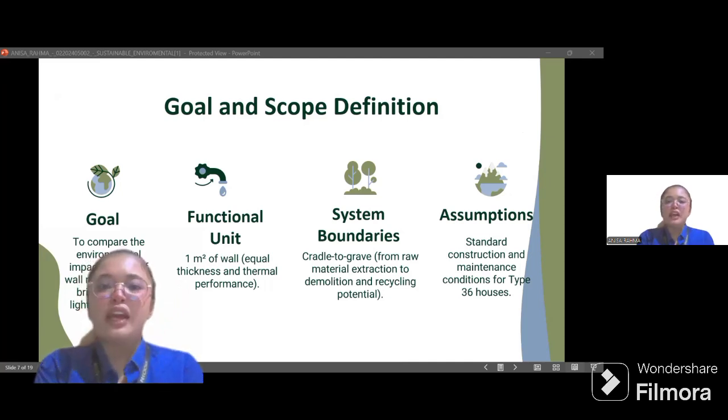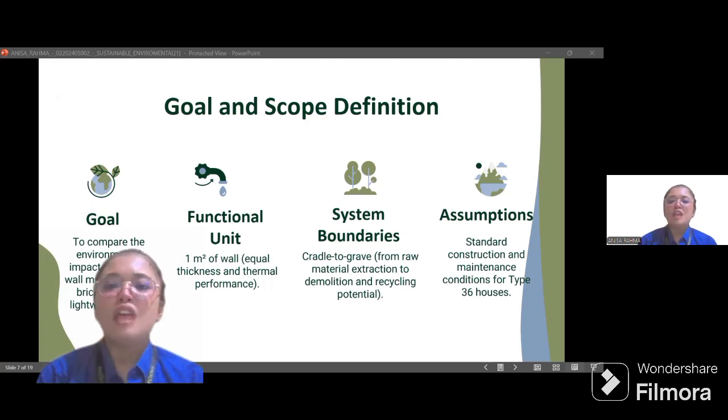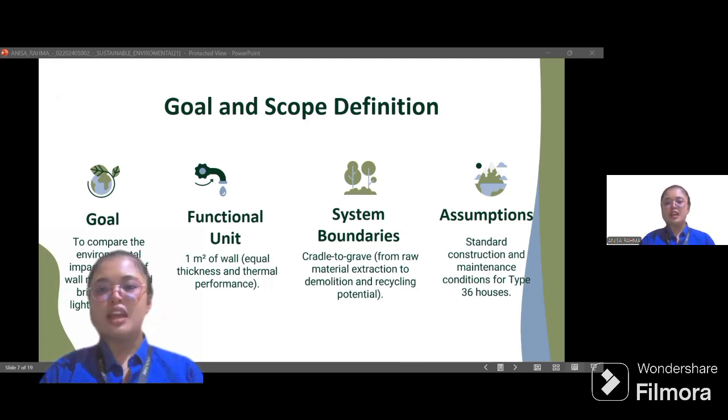First is the goal of the LCA. The primary goal of the LCA in this study is to compare the environmental impact caused by two types of building material, red bricks and AAC brick.